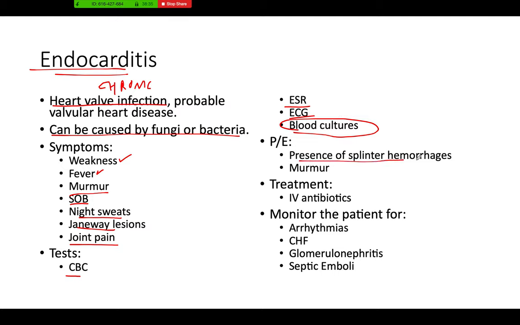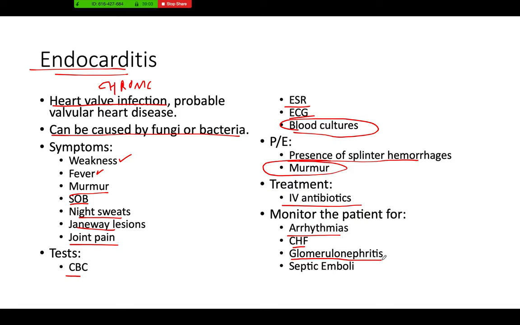The presence of splinter hemorrhages on physical exam are essentially just a little bit of hemorrhage under the nail that looks a little bit like a splinter. Same etiology as our Janeway lesions, just a little bit of bacteria getting under there, which our immune system is dealing with, as well as there should definitely be a murmur on physical exam. Treatment is going to be antibiotics, and monitor our patient for any subsequent problems such as arrhythmias, congestive heart failure.